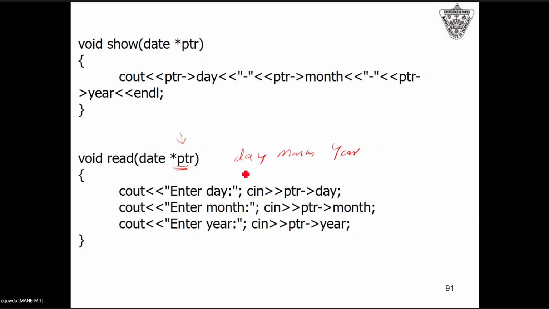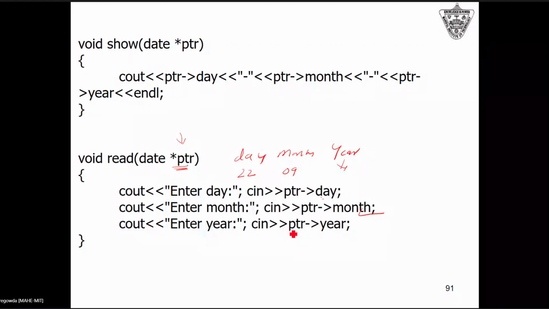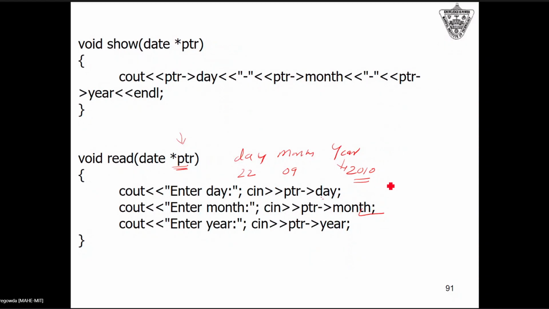Say for example, I entered a date as 22. Yes, 22 is stored into the day by using PTR pointing to day. Say month is 09. Yes, 09 is stored by using this statement, and the year is stored by using PTR point to year. Say the entered year is 2010, it is stored over there. So the structure D1 will have the following values: 22 for day, 09 for month, and 2010 for the year.